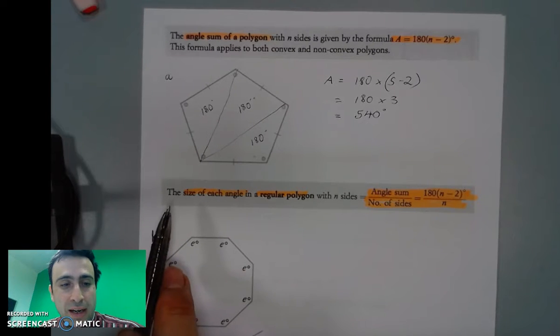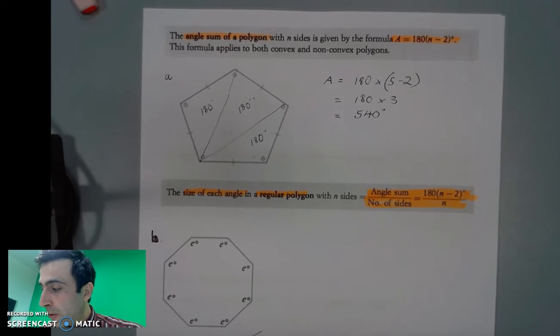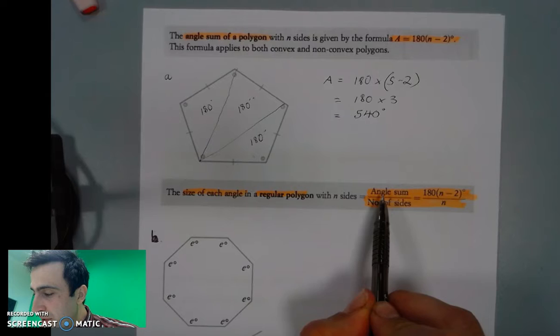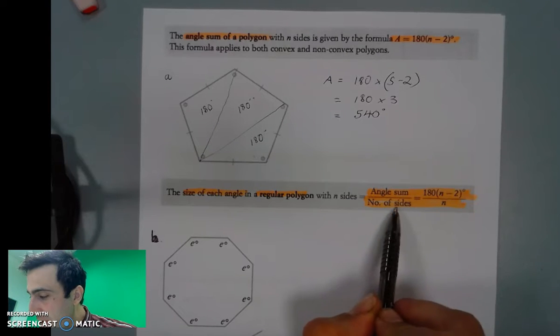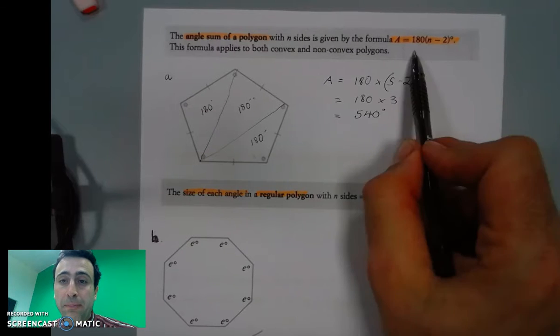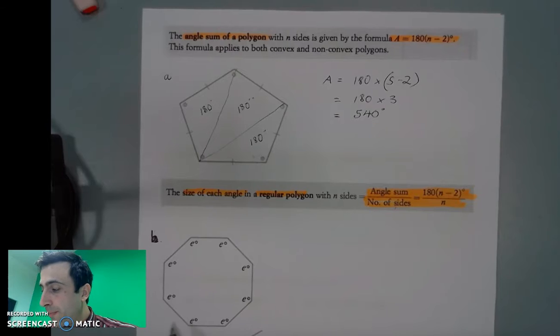The next thing that we get asked is the size of each angle in a regular polygon. And we see that the size of each angle in a regular polygon is just the angle sum divided by how many sides there are. In other words, we do what we've done up here, and then we divide it by how many sides there are. So, let's have a look here.